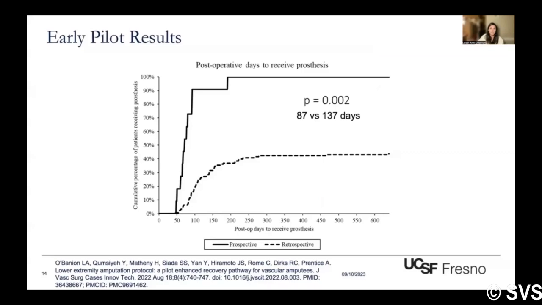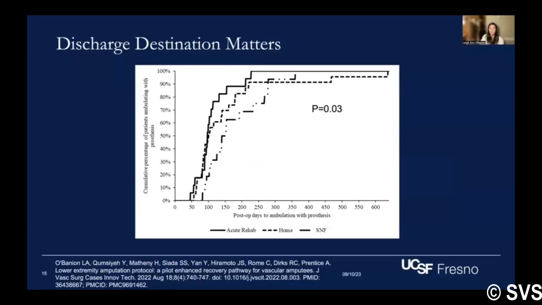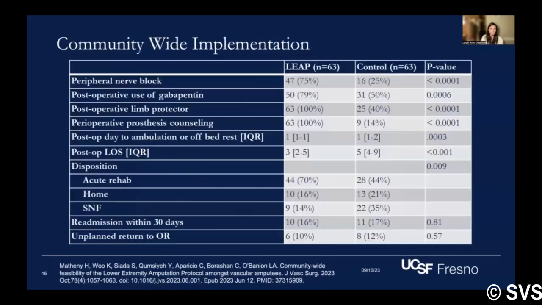What you can see here is these were the early results of our pilot study, and there was a significant reduction in days to receive a prosthesis in those patients who underwent ERAS pathways. Additionally, those patients who were discharged to acute rehab, which all of them in the pilot study were, had a significantly shorter time to receiving their prosthetic. And so discharge destination, this was the first time where we really saw acute rehab discharge destination matter.